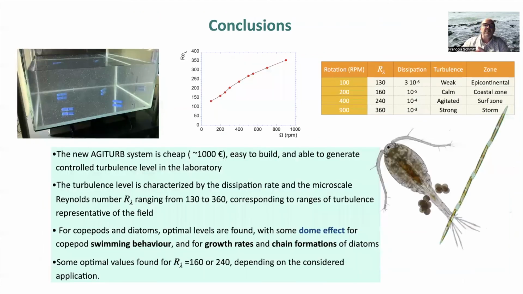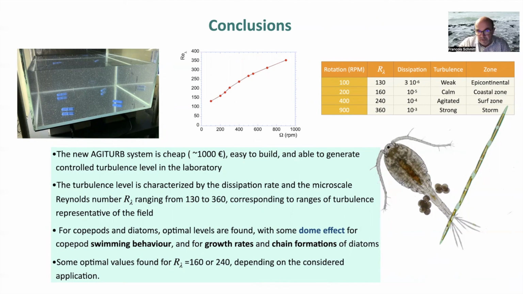So globally, what we can say from this is that we have a new system, the Agiturb system, which is cheap. The order of the cost is €1,000. It's able to generate controlled turbulence in the laboratory. We can also characterize different quantities to quantify turbulence, like the dissipation rate and also the microscale Reynolds number. And these correspond to values which are found in the field.